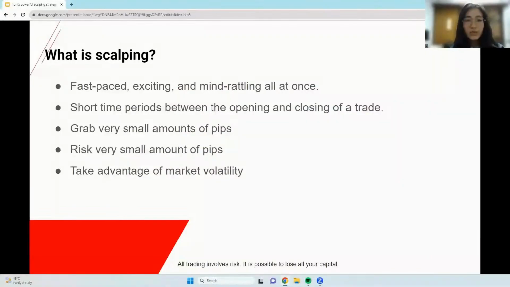So what is scalping? It's fast-paced, exciting, and mind-rattling all at once. Basically, it's where you take trades for short time periods. So you grab a very small amount of pips and you risk a very small amount of pips as well. So you're basically taking advantage of market volatility in this case. And the time frame, if you guys were wondering, for scalping is normally on the shorter side, just so that you can catch all of the market volatility, the market movements.